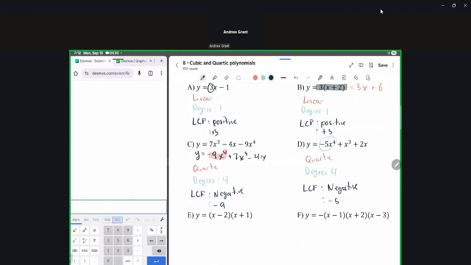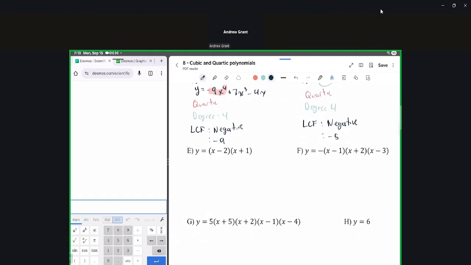So an important skill for talking about polynomials is to see what kind of function you're dealing with. When I look at letter D here, and I see y is equal to negative 5 times x to the power of 4 plus x to the power of 3 plus 2x, I immediately think, this is a degree 4 or quartic with a negative leading coefficient. These are the things that matter.